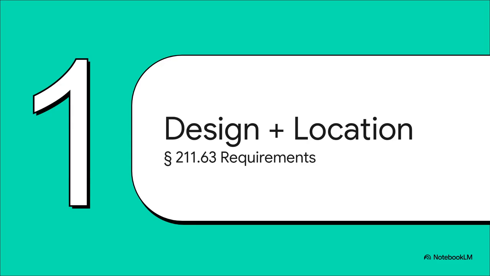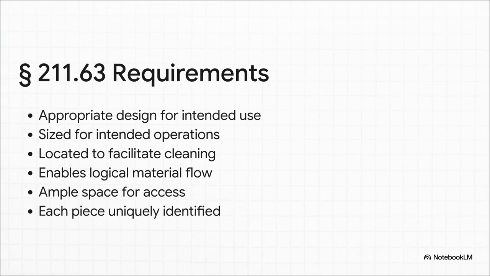All right, kicking things off with Section 1, Design, Size, and Location under Section 211.63. It's actually fascinating how the FDA translates really basic engineering principles into strict regulatory requirements. Basically, your equipment has to be fundamentally appropriate for its intended use and correctly sized. Think about it. If your capacity is constantly stretched to the limit, your risk of error just skyrockets. And it doesn't stop at size. Machinery has to be located to enable logical material flow. That means materials should move smoothly through the suite without any cross-traffic that could cause mix-ups.